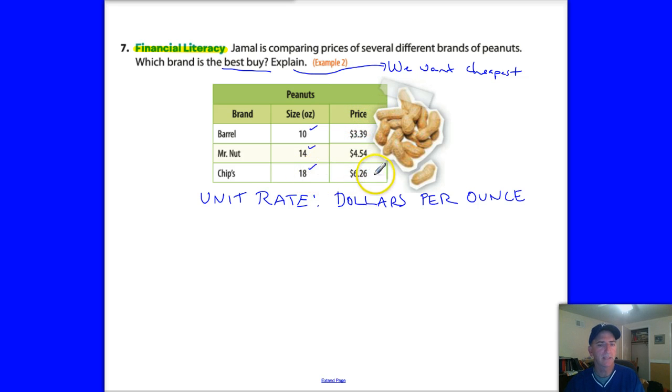Oftentimes the largest one is the best deal. Most of the time in real life, that's how it works. The bigger you buy, the cheaper you pay per, in this case, ounce. But we can prove it. Let's decide if that really is the case. So we want to compare dollars per ounce. Now remember that the word per means divide. So we want to divide the dollars by the ounces for each of these and then see which one is the cheapest.